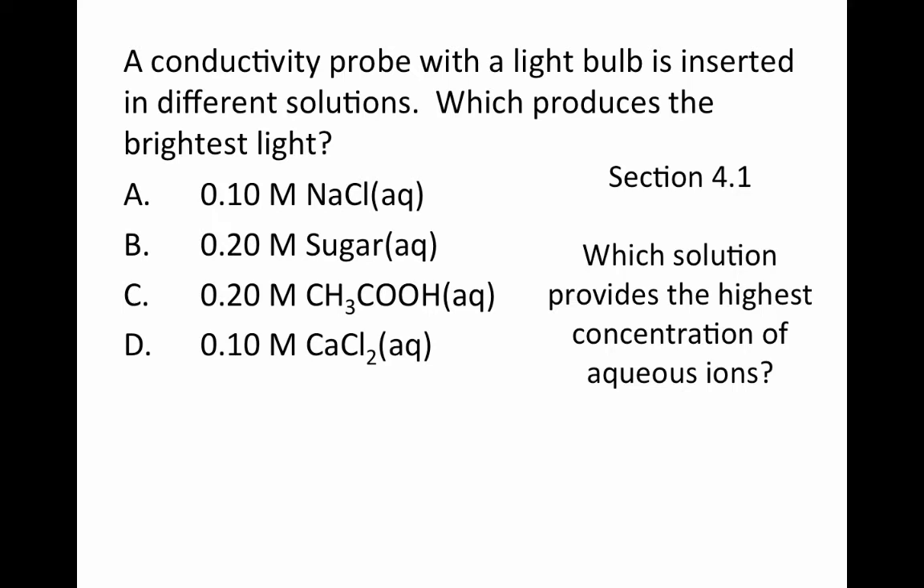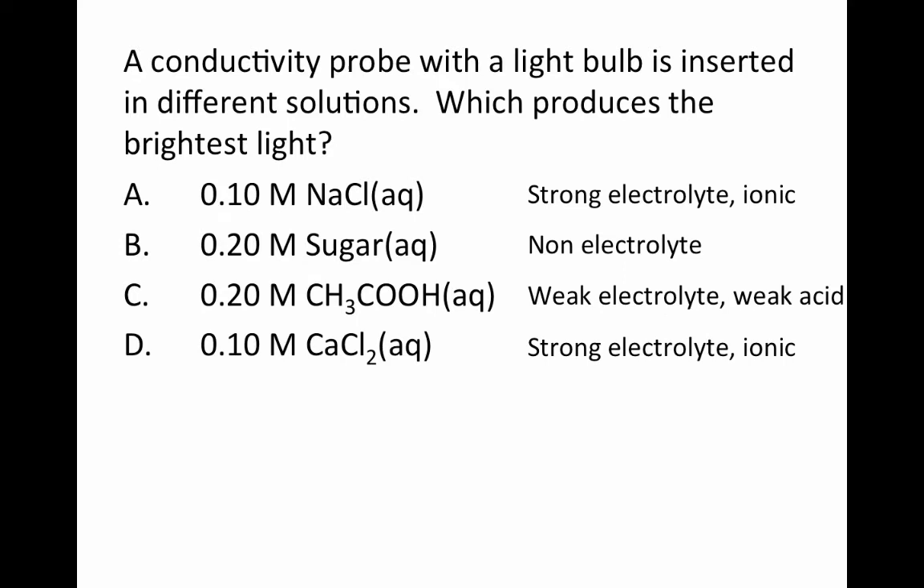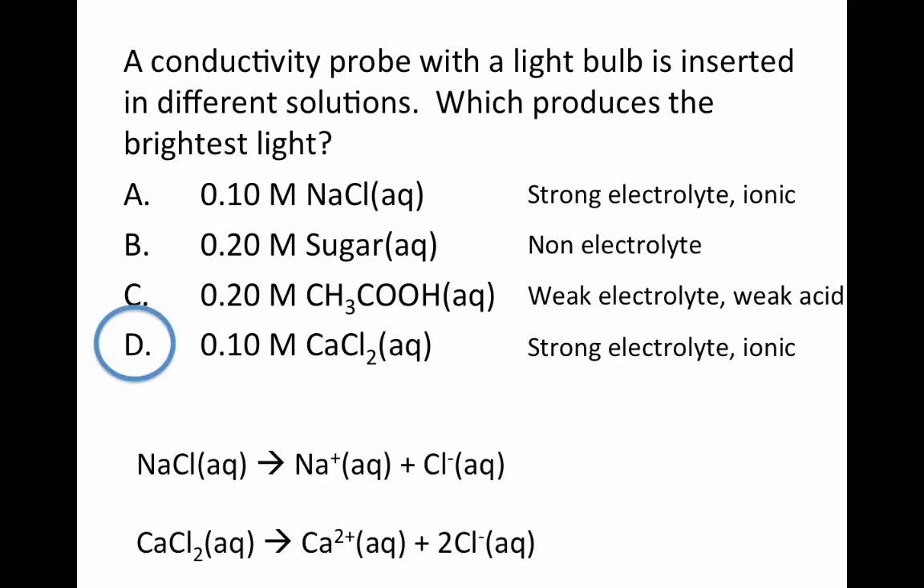These are discussed in chapter 4. We have examples of strong electrolytes because they are ionic. That's both the sodium chloride and the calcium chloride. A non-electrolyte, which was sugar, and a weak electrolyte, acetic acid, which is a weak acid.